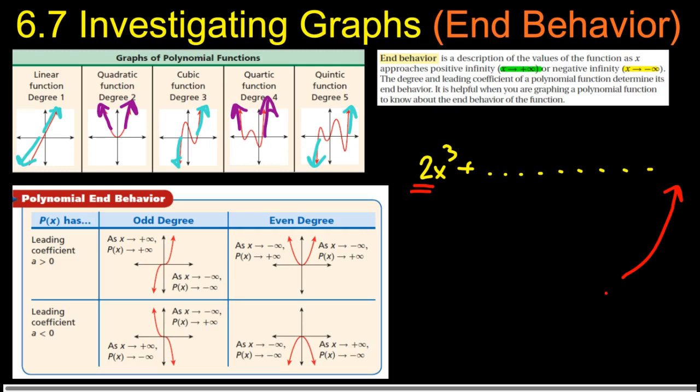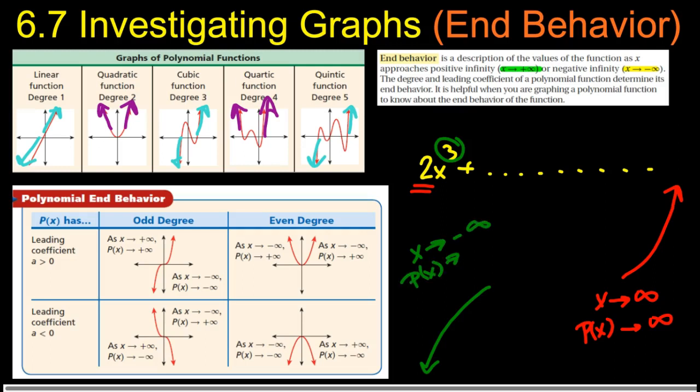So this one would say, as x approaches positive infinity, p of x, which is y, also approaches positive infinity. It goes up. All right, the degree on this one is odd, so what is the other side going to do? That one's going to go down. So that would be as x approaches negative infinity, p of x approaches negative infinity. It's going down. That's how they show that with symbols.